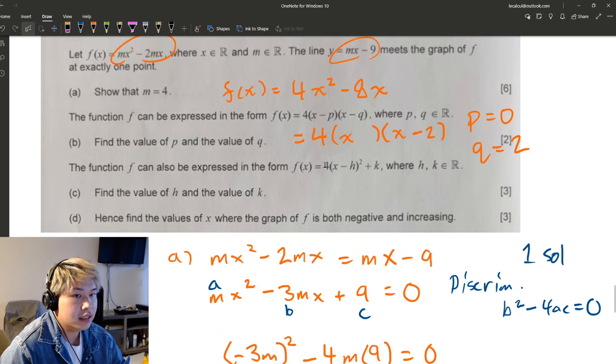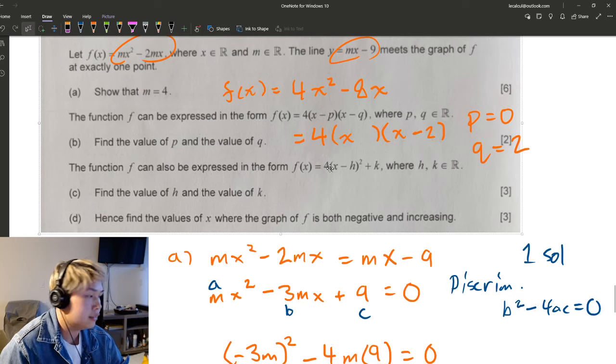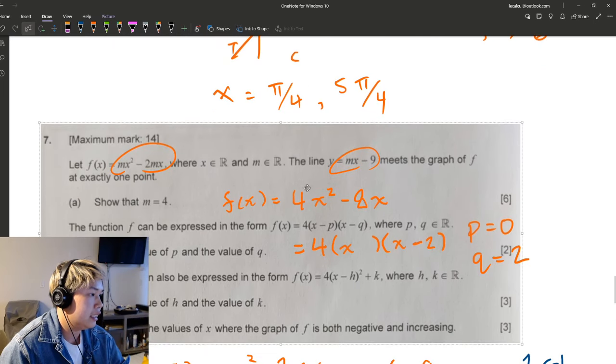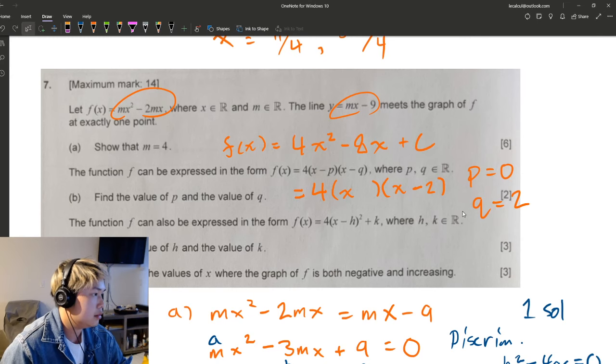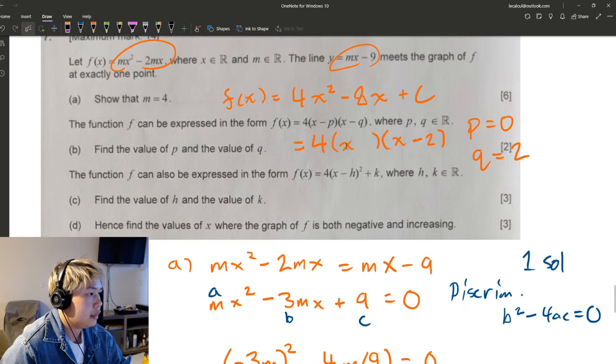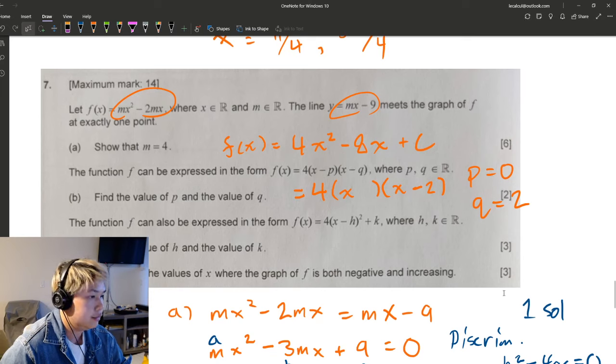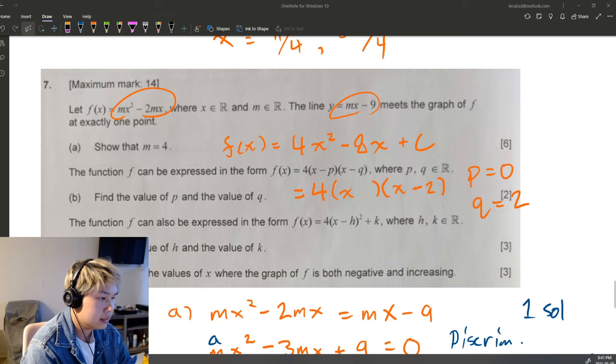And then the function can also be expressed in this form. And then find the value of h and the value of k. So there's lots of ways to do this. h and k are the coordinates of the vertex. And if we are in this format, general form, these coefficients, you can use the formula in your formula book to calculate the x value of the vertex.